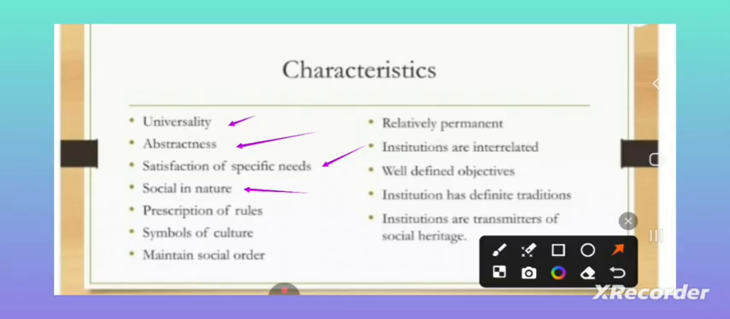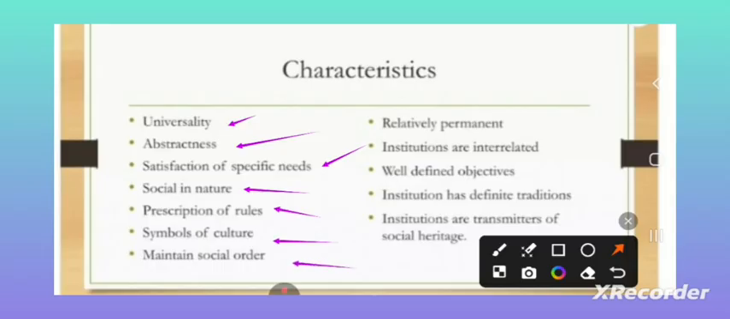Prescription of rules. They involve established rules, norms, and roles that dictate appropriate behavior. Example: rules governing how to get a job or how to behave in a court. Symbol of culture. Institutions often have physical and non-physical symbols that represent their purpose and values. Example: a flag for government, a ring for marriage.